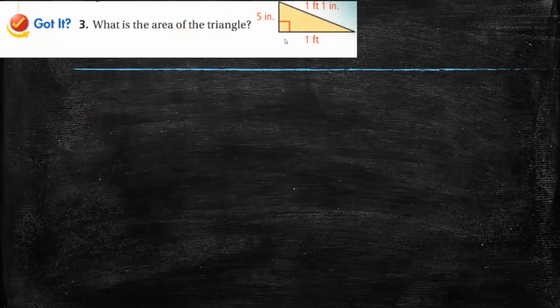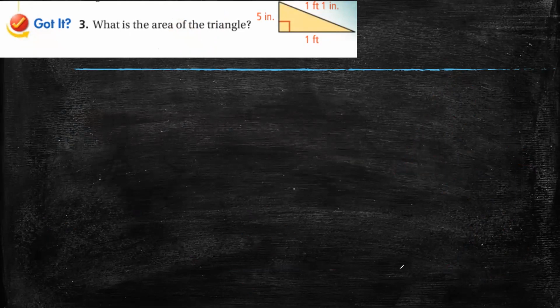Now, let's do some exercises. I will start with Got it, then I will go to problem 3, because I see that the Got it is easier. Now, what is the area of the triangle? Look at this triangle here.